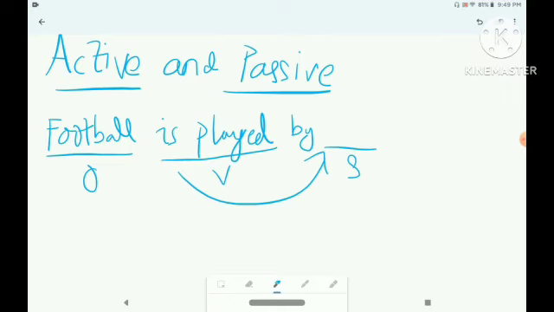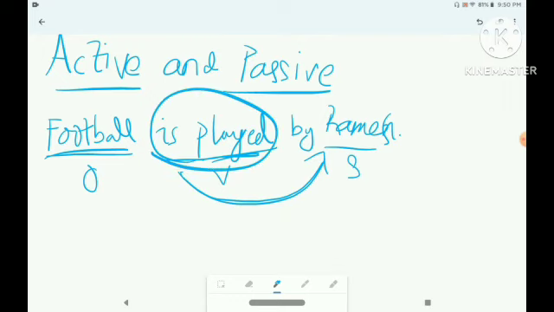As I had used Ramesh in the first example, I will also use Ramesh here. So this playing action is now being received by Ramesh. Football is played by Ramesh. Okay, now this played action is getting acted upon whom? It is getting acted upon Ramesh.